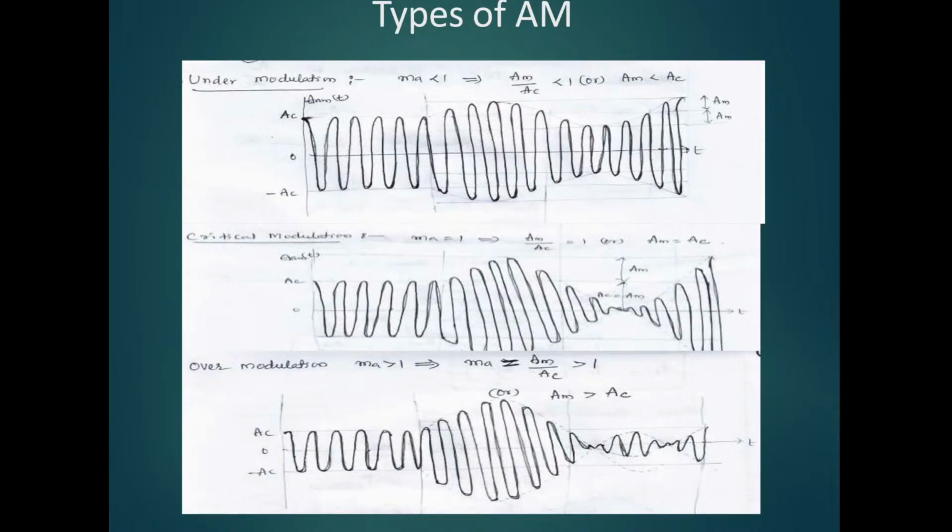Yes, you can see over here, this is under modulation. That means the value of modulation index is less than 1, right? Then this is critical modulation, where the value of modulation index is exactly 1, and this is over modulation, where the value of modulation index is greater than 1, right? So this is nothing but the different types of AM depending upon the modulation index, right?